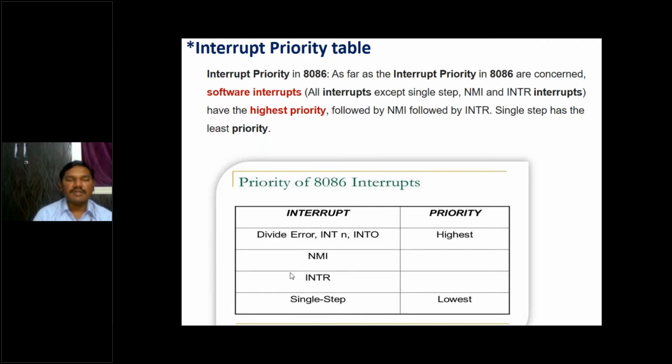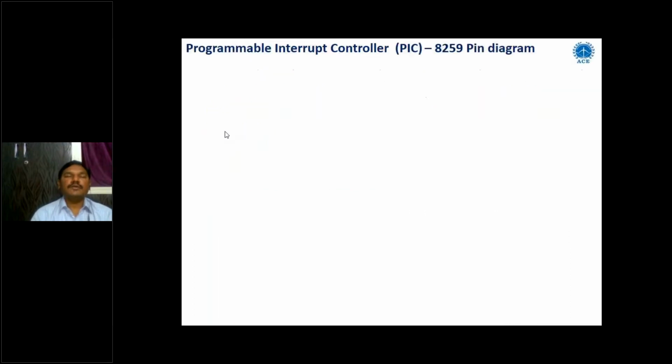Then interrupt request is the least priority, whereas single step execution is also the lowest priority, because we need to execute one by one. In the single step, that's why it is the least priority. So as far as interrupt priority in 8086 is concerned, software interrupts have the highest priority, followed by NMI, followed by INTR, whereas single step has the least priority.